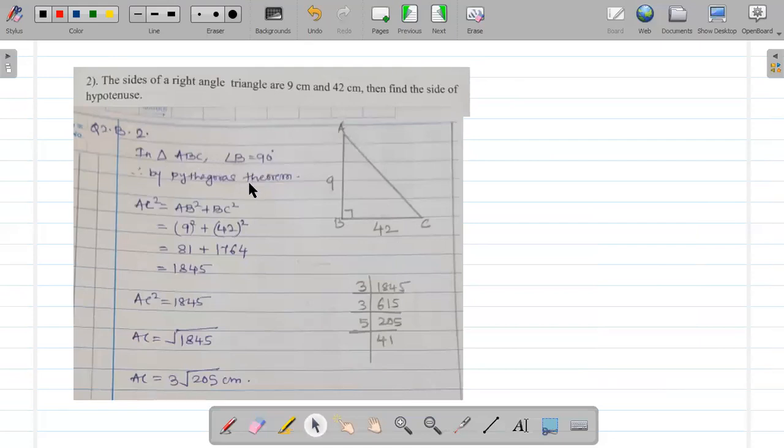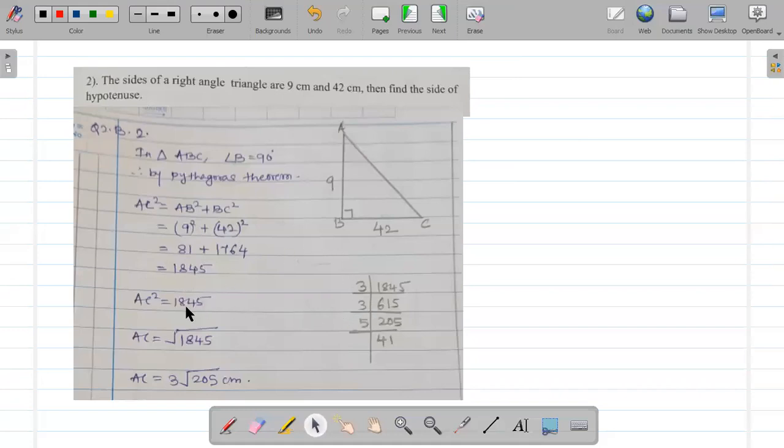And then stating that by Pythagoras theorem, hypotenuse square is equal to side 1 square plus side 2 square. Since we have drawn this diagram, we just replace with the corresponding sides. So AC squared equals AB squared plus BC squared. Substituting the values, 9 squared plus 42 squared. 9 squared is 81, 42 squared is 1764, adding which we get 1845.